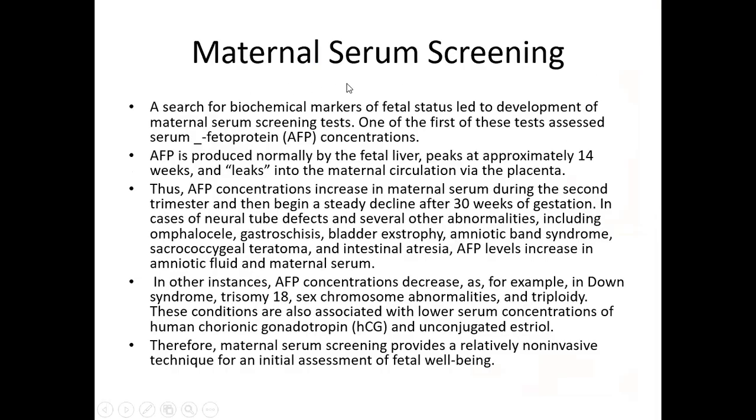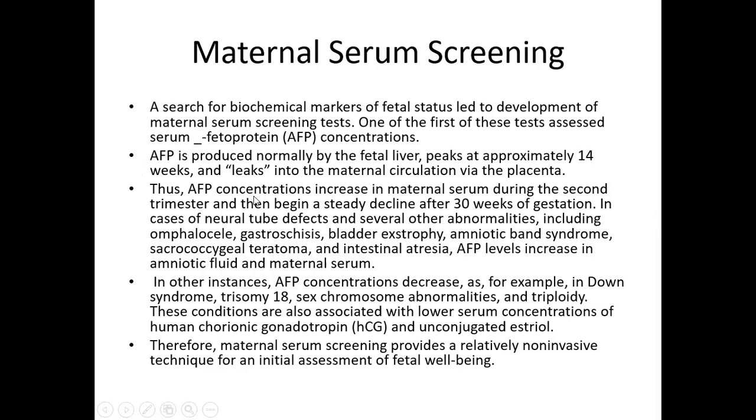Then a word about maternal serum screening. So there was a search for biochemical markers of fetal status, which led to the development of the maternal serum screening test. So there are two tests, mainly the triple test and the quadruple test. One of its components is alpha fetoprotein, which is mainly produced by the fetal liver, and peaks at about 14 weeks of intrauterine life. It also leaks into the maternal circulation. So by measuring these levels, we can know about any abnormalities of the fetus.